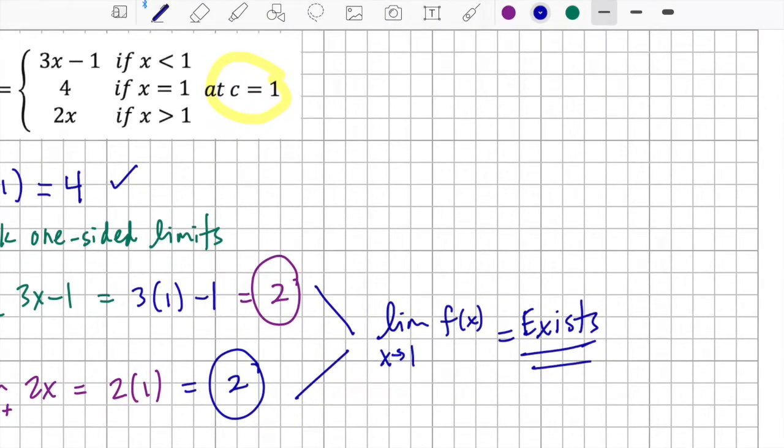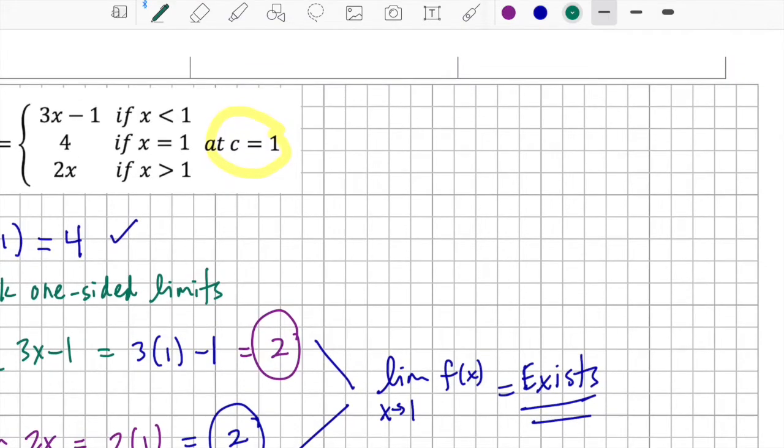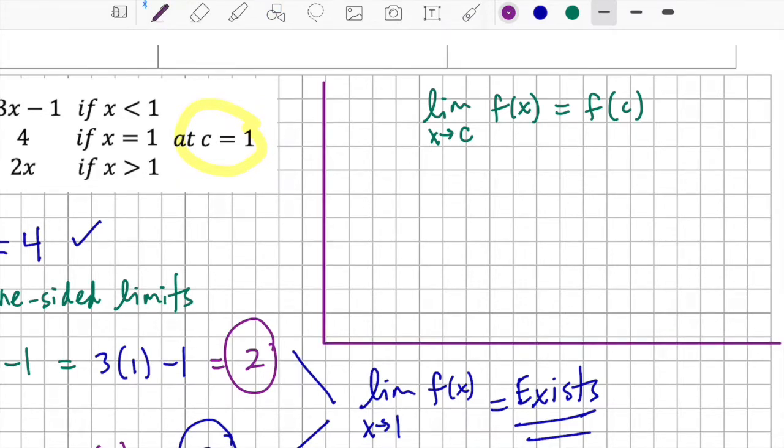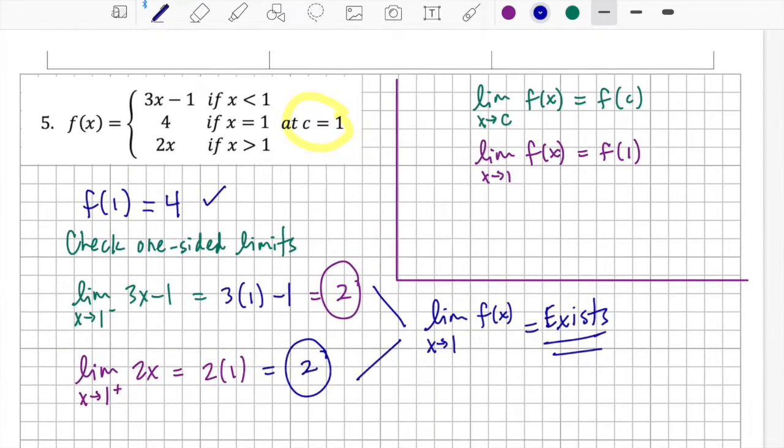So now all I have to do is check the third condition, and the third condition was, does the limit as x approaches c of f of x equal f of c? So now what I'll do is replace the c with 1. So the limit as x approaches 1 of f of x, is it equal to f of 1? Let's see.